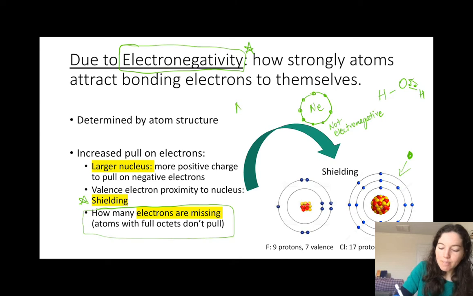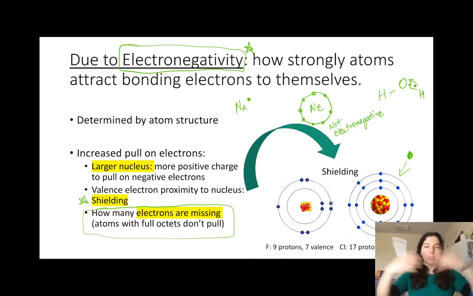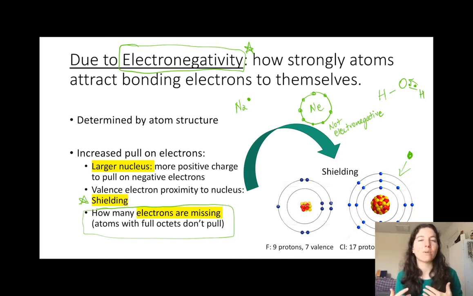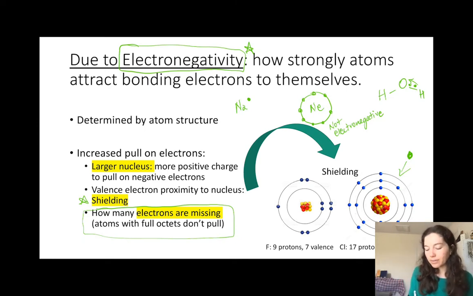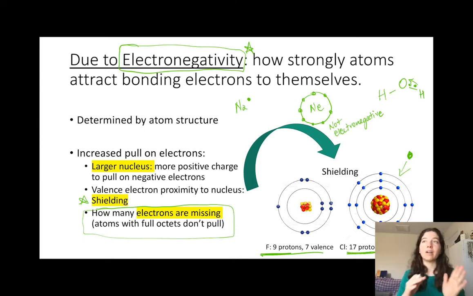Remember that our metals like sodium like to get rid of these electrons entirely. It doesn't want to pull any towards itself. So these also have a low electronegativity. Whereas things like fluorine and chlorine over in our halogens category really want another electron. So they pull pretty hard in general on those electrons that are outside of themselves.